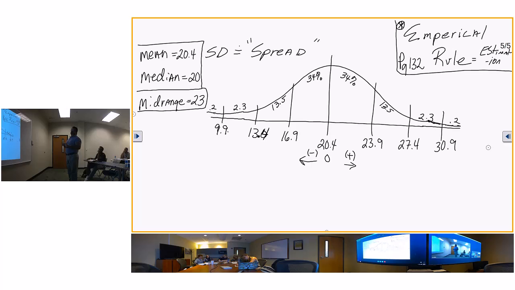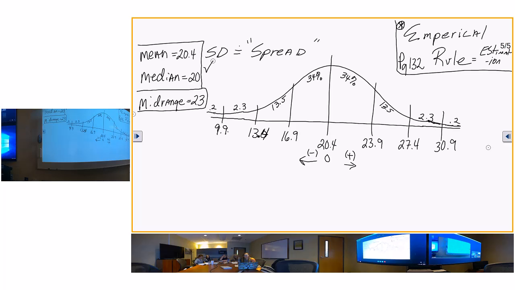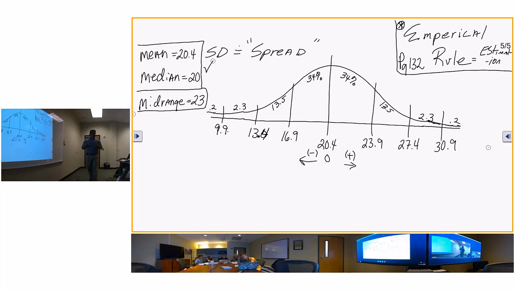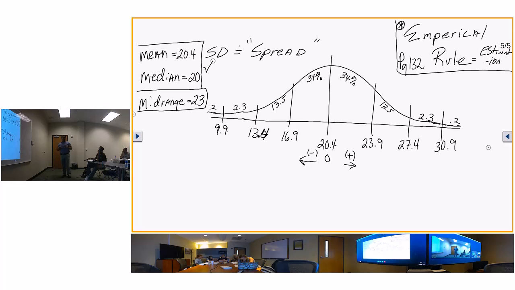When you see the mean and the median really close, that is a good thing. That means that your data is tight. That means that you don't have any outliers. That means you don't have anything to throw your calculations off, all right?